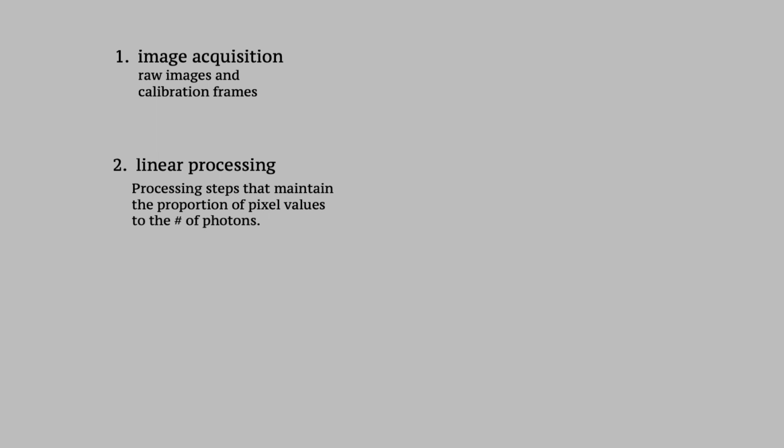The first one is linear processing, and these are steps that maintain the proportion of pixel values to the number of photons. When photons come through the telescope and strike the camera chip, they're striking specific photosites. You can think of those as pixels when they come out on your computer screen, but on the CCD chip itself, they're photosites. And when a photon hits a photosite, it discharges an electron, and that changes the charge in that particular pixel.